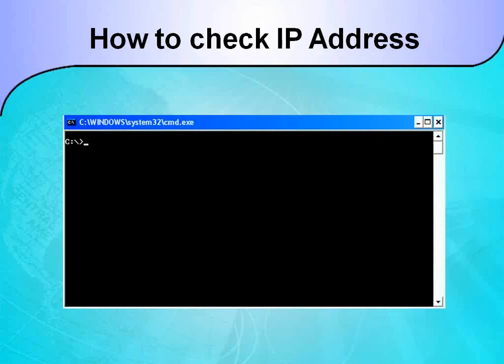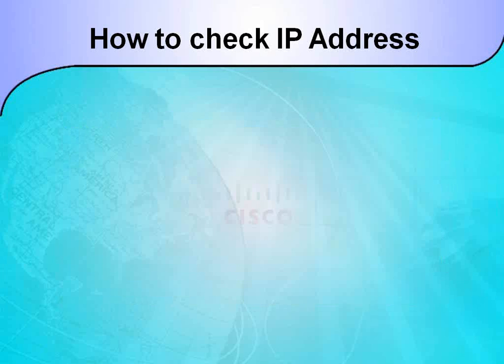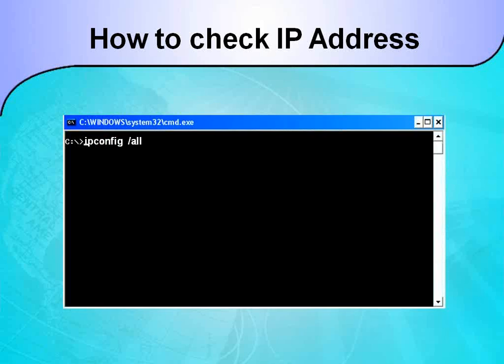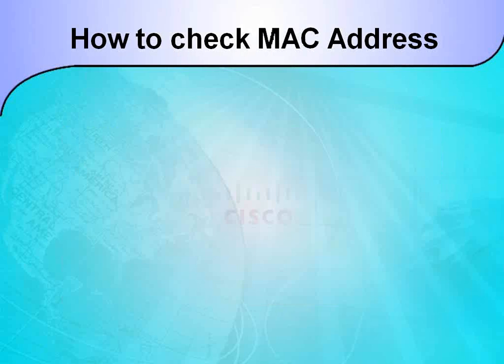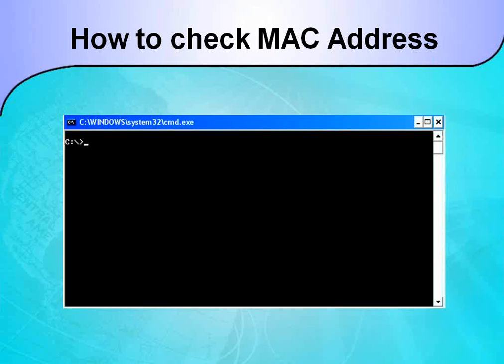This is from class C. Let's see how to check the IP address. Do you remember the command to check the IP address? I'm trying to remember. It's been a while. It is ipconfig for the Windows operating system, and ifconfig for the Linux operating system. And you can also check the details about the MAC address by using /all.